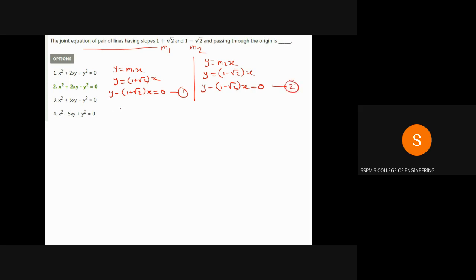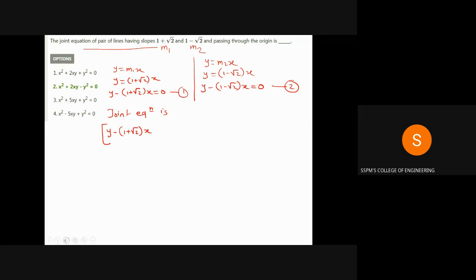Now how do we find the joint equation? We just multiply these two equations and their product will be our joint equation. So the joint equation is given by, see, y minus (1 plus root 2)x is equal to 0. Sorry, don't write 0.